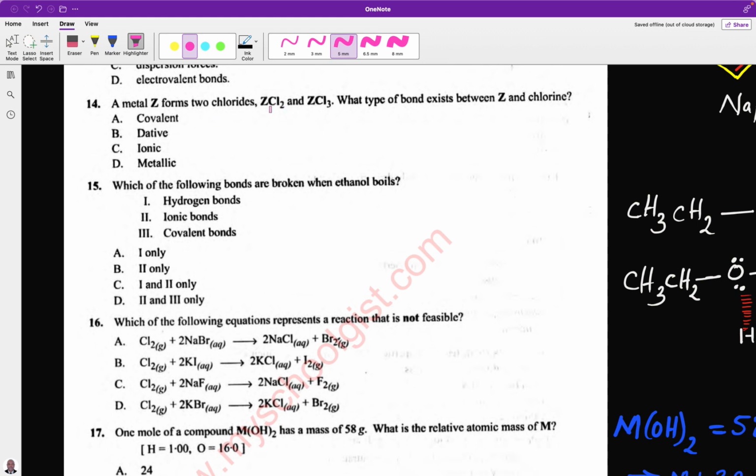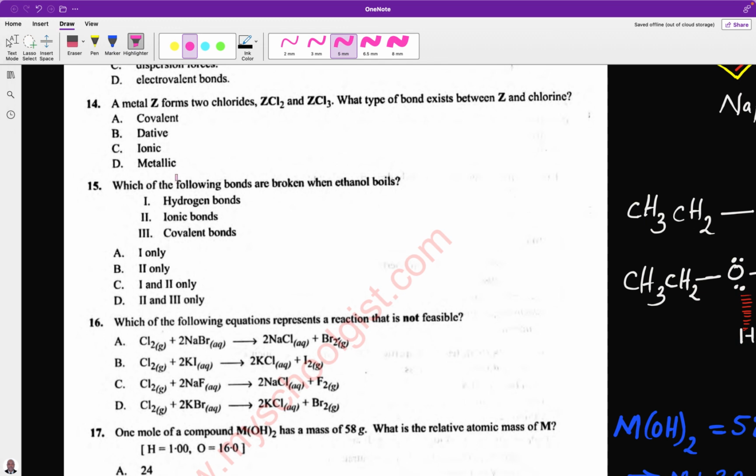Because this bond is like ZCl2 is like an ionic bond. They say a metal forms two chlorides. A metal and chlorine is what? Chlorine is a non-metal. A metal and a non-metal, what type of bond exists between a metal and a non-metal? It is not a covalent bond. It is not a dative covalent bond.